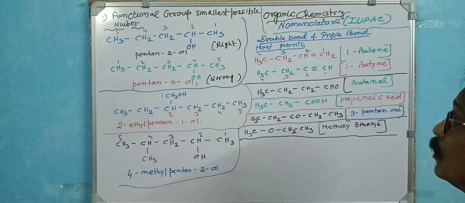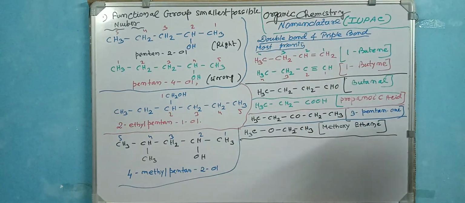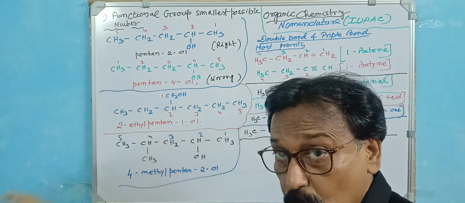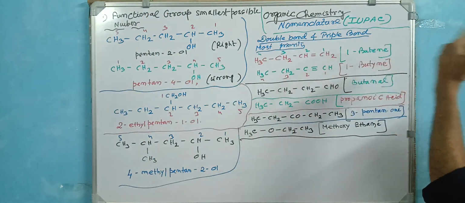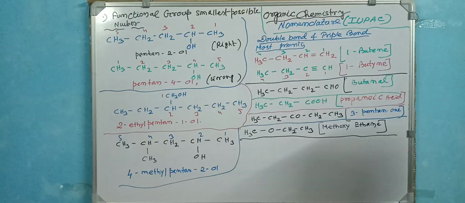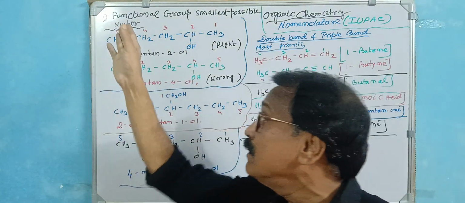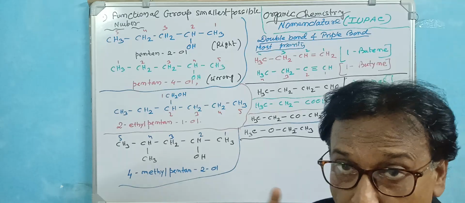Today also we continue the organic chemistry nomenclature. You know already five videos are uploaded on the IUPAC naming rules. IUPAC naming means the International Union of Pure and Applied Chemistry. So many rules are there. Now today I discuss one other rule.